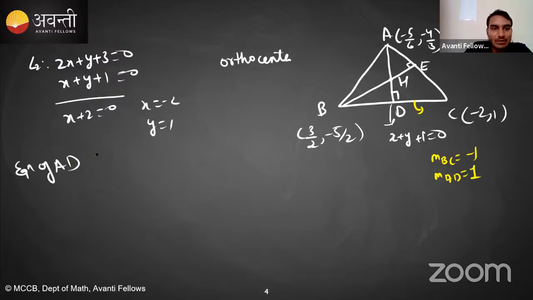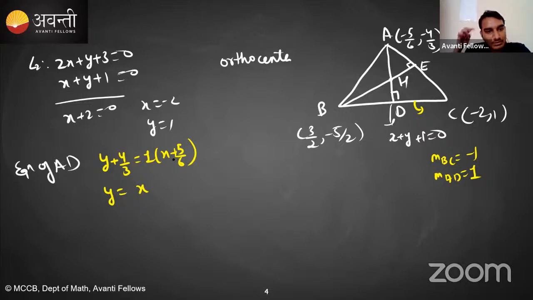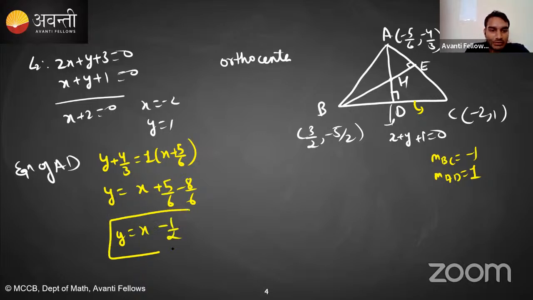Point is known, slope is known, so we can write the equation: y minus y1 is equal to slope times x minus x1. So y is equal to x plus 5/6 minus 4/3. So 5/6 minus 8/6 comes out to be? y is equal to x minus 1/2. Clear? y is equal to x minus 1/2. What is this? Equation of AD. Clear? Any doubt so far?